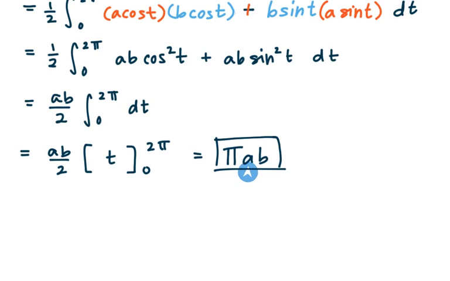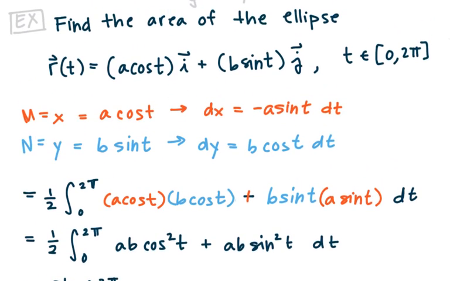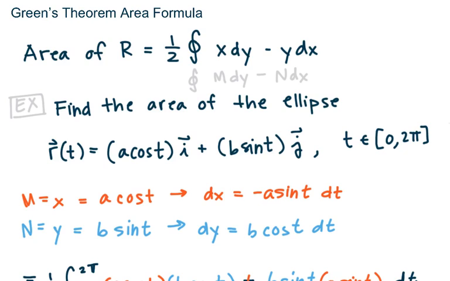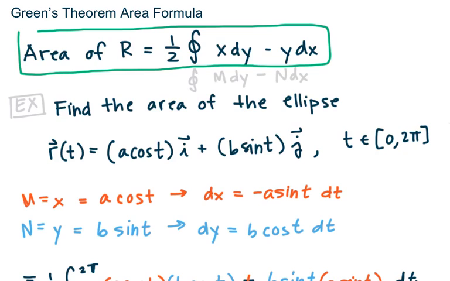It's the product of the radius in a sense, but it's not a radius, but half the length of the major and minor axis, if you will. So again, in this video, we defined a new formula that is available for us to use, which is derived from the flux divergence form of Green's theorem.